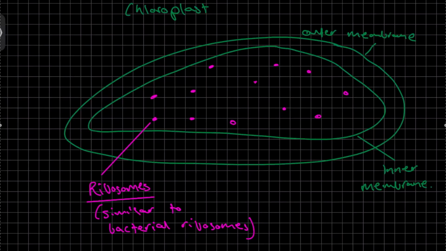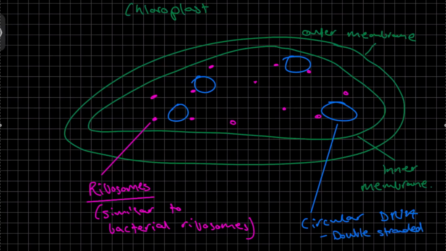Because of this, we also find that the chloroplasts have their own DNA, their own circular DNA. And this circular DNA, just like in bacteria, is not enclosed within a nuclear membrane, like our eukaryotic DNA found within the plant cell's nucleus. So this DNA is circular, whereas the DNA that we find within our plant cell's nucleus is linear. This DNA is still double-stranded, but is in a circular form instead.